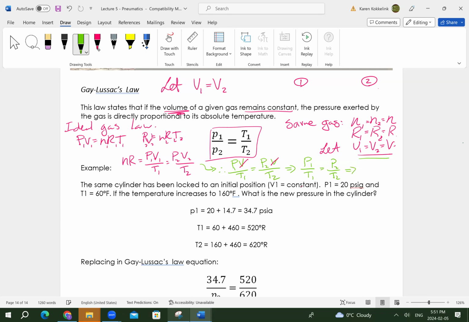I can rearrange that in the format that people like here by dividing by P2 and multiplying by T1 on each side, so that you can clearly see that when pressure changes from 1 to 2, it's got exactly the same change in ratio of temperature. And people like to call that Gay-Lussac's law.